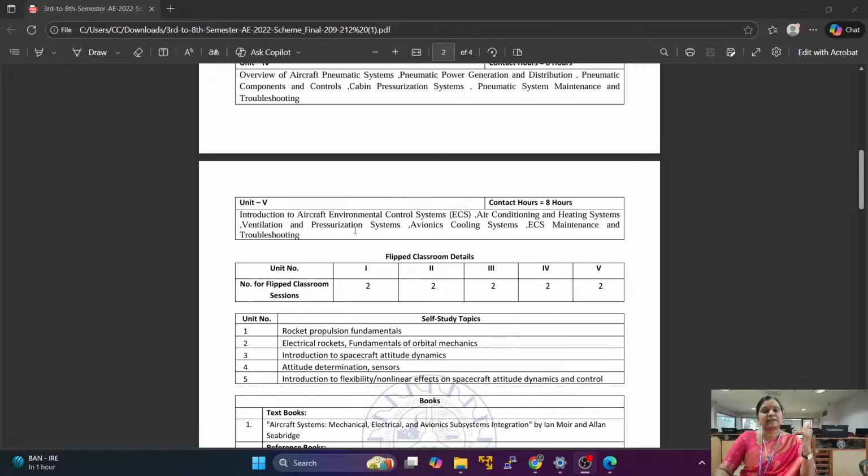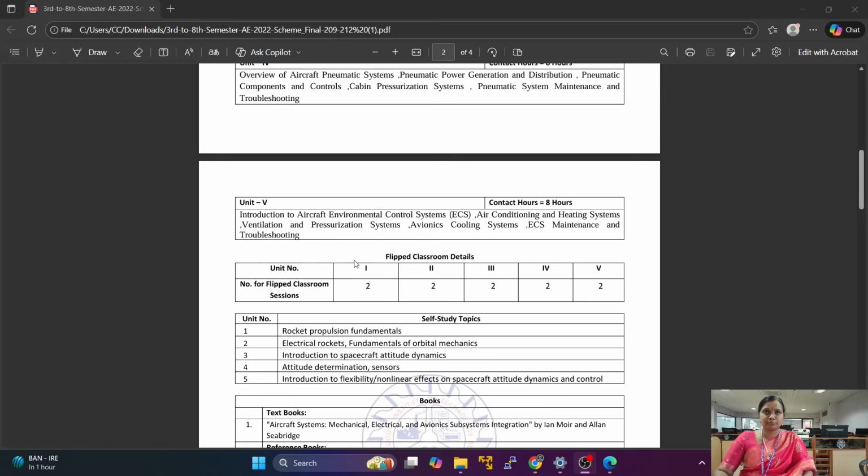So this ventilation, it can be heating systems, it can be protection from the rain, and any other environmental factors that affect our aircraft systems. All this is covered in your unit 5, which deals with your environmental control systems. So we do have the avionics cooling systems, the pressurization systems, and the ECS maintenance and troubleshooting. As I told you, once your aircraft is grounded or has landed, proper maintenance has to be carried out so that it is ready for the next flight.